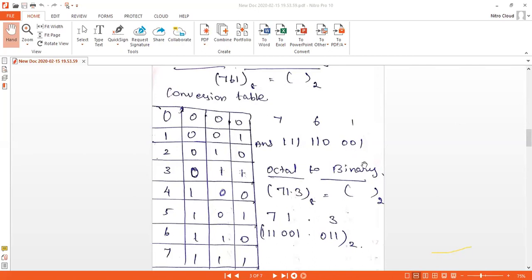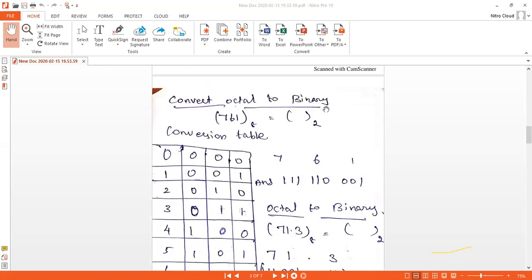Like that, the value of 6 in the table is 110. I put 110. Value of 7 is 111. I have put 111. So 111, 110, 001 is the binary value of the octal value 761.